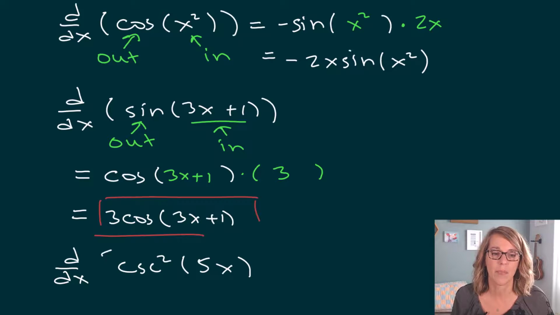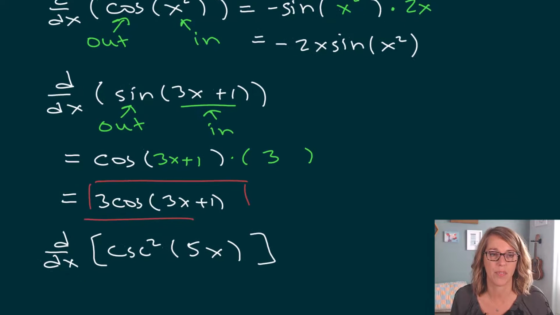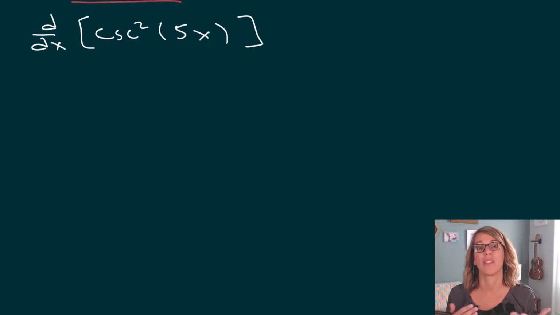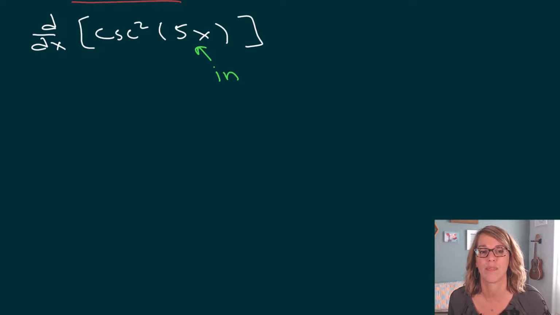I actually have a couple of different layers here. Let me move this one up out of the way. I'm going to recognize these layers by identifying what happened first, second, and last. Let's start with the innermost function. So what happened to x first? Well, it got multiplied by a 5. So this is going to be my innermost function.